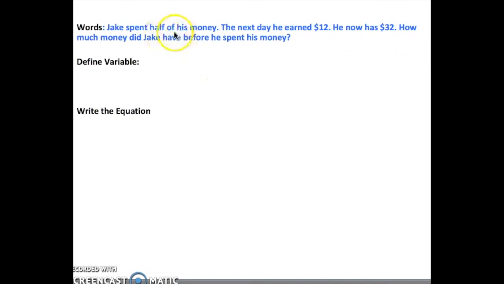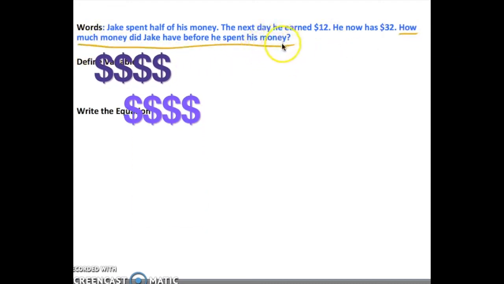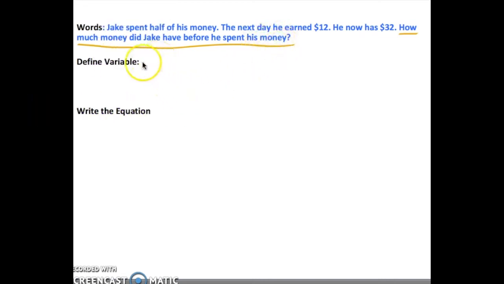Jake spent half of his money. The next day he earned $12. He now has $32. How much money did Jake have before he spent his money? So we know what's in question. How much money did Jake have before he spent his money? So we are going to let M represent money. M equals money. Good so far?